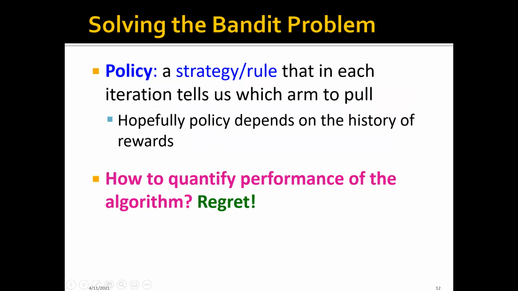And to solve this bandit problem, we usually want to learn a policy. And here a policy is like a strategy or a rule in each iteration that tells us which arm to pull. And hopefully this policy will depend on the history of rewards, right? Because basically we want to use the reward history to tell us the mu a, when we try to utilize our estimate of mu a to develop a better policy. So one key question is how to quantify the performance of the algorithm, right? And the answer is regret.